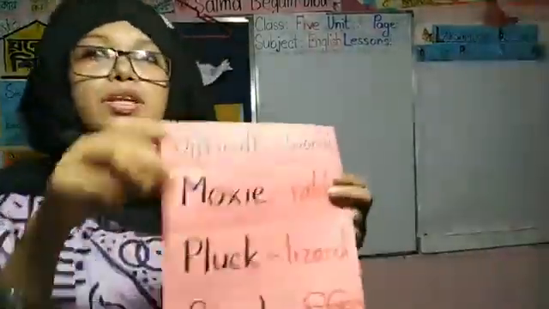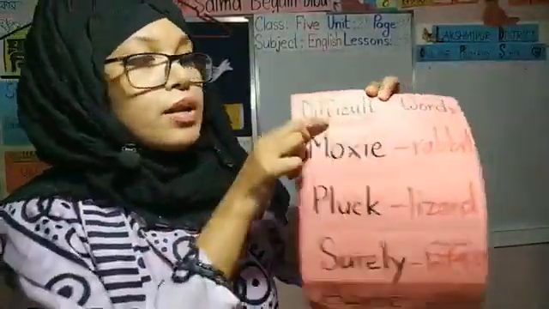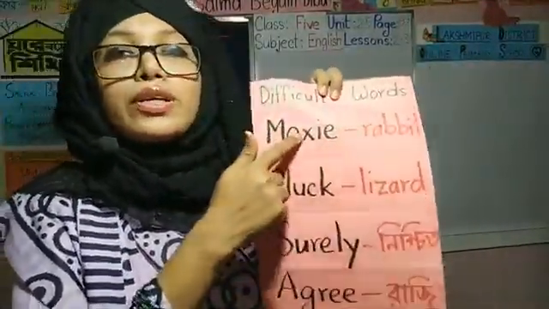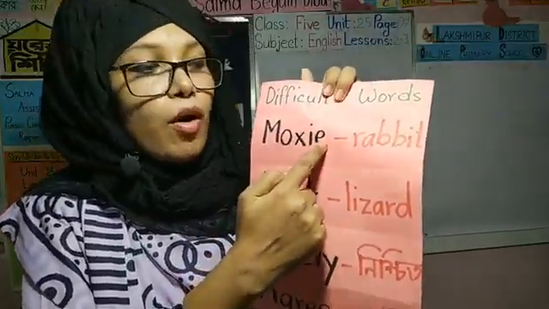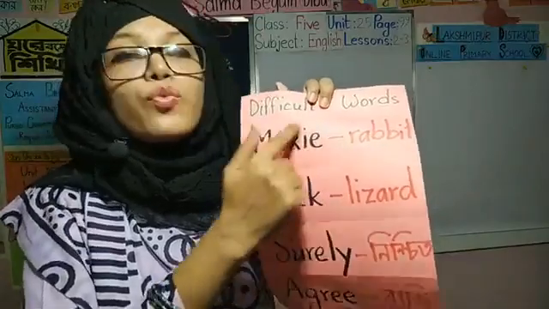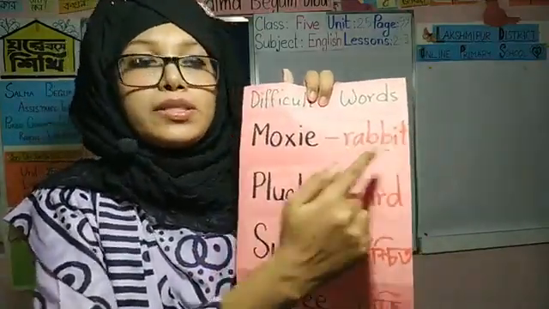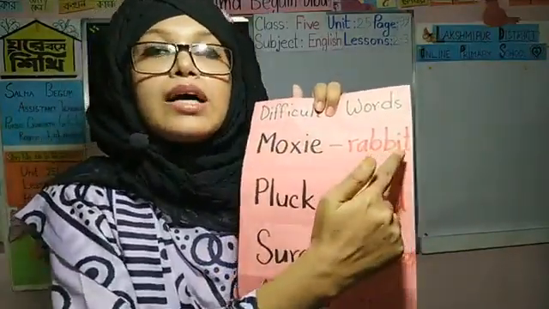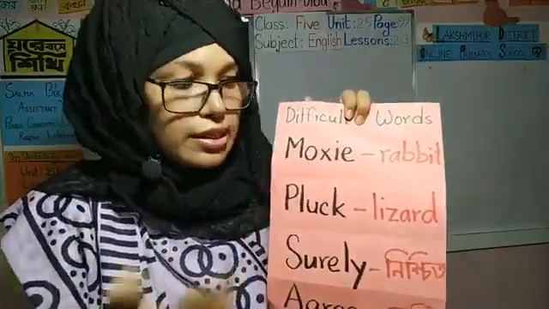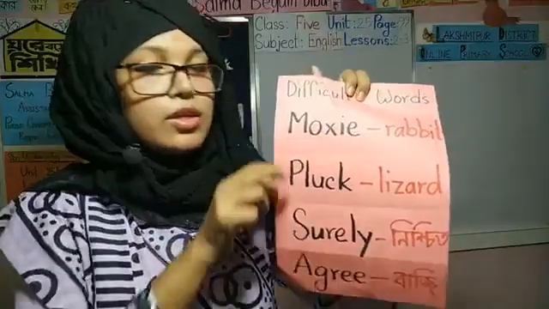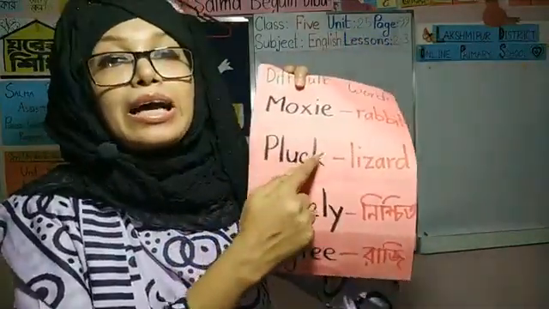Okay, so let's practice with us. First word is Moxie. Can you see this word? Moxie. So this word is the name of the rabbit. Moxie is the name of the rabbit. So what is the name of the rabbit? Moxie. Okay, so the second word is Plug.